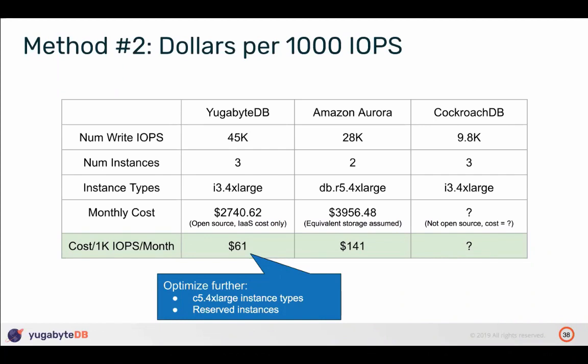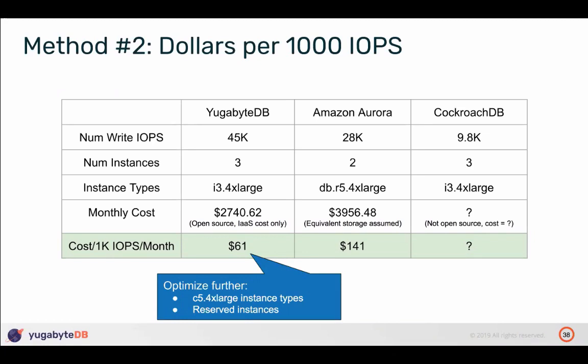On the Amazon Aurora side, there's 2 nodes of DB-R5 4x large. Obviously, it is a managed service, so the price is quoted with the managed service in mind. And we're just putting the same storage that is available to you with the i3 4XL nodes. So it's just the equivalent storage, and that comes to $141 per 1,000 IOPS per month, right? Here, once again, you could reserve instances and drop the price, but you don't have the choice to change machine type. That's kind of baked into the service.